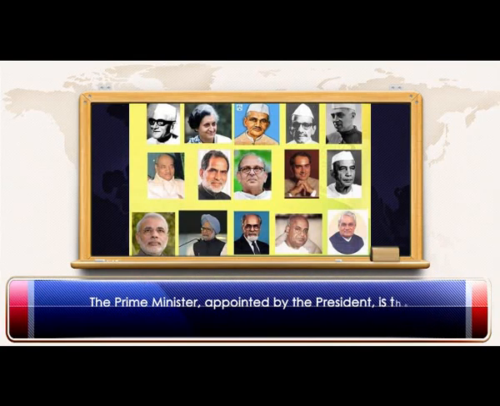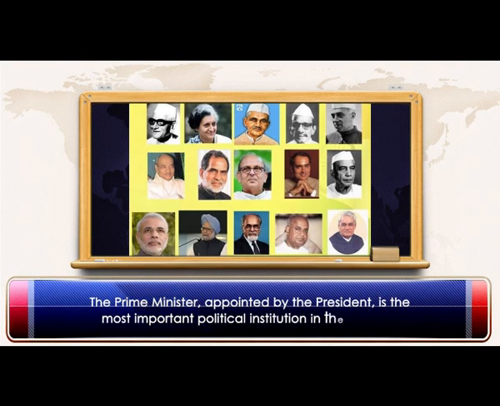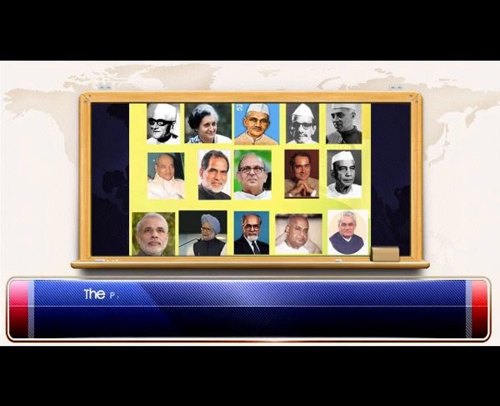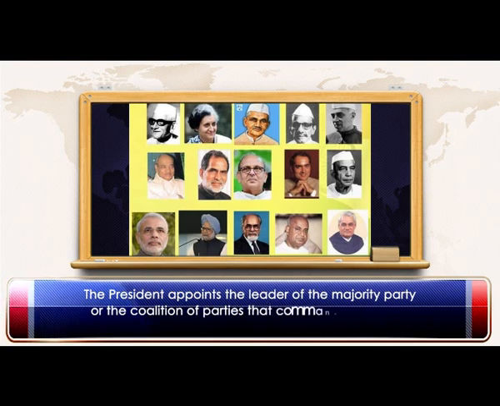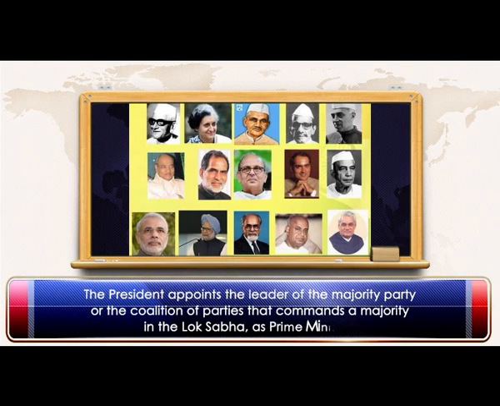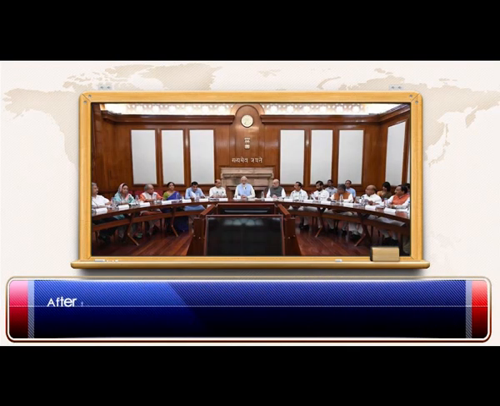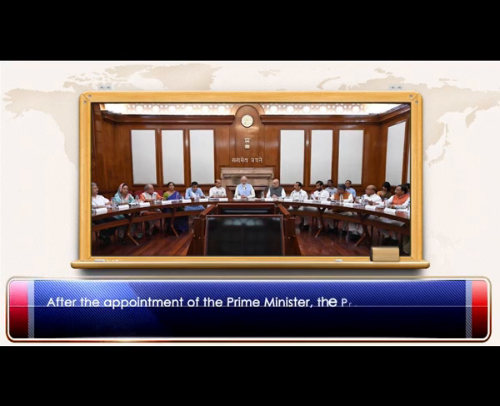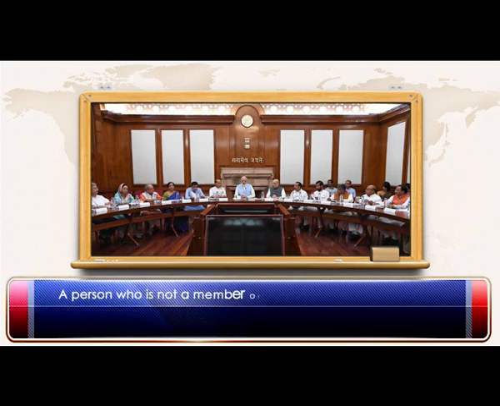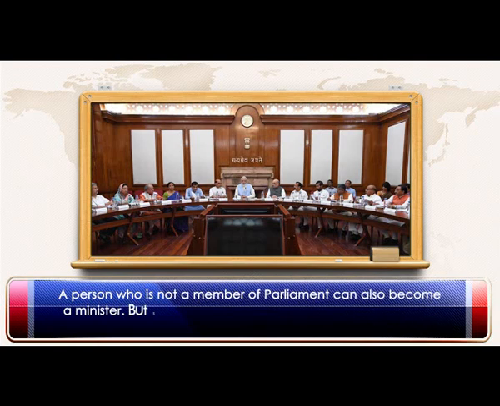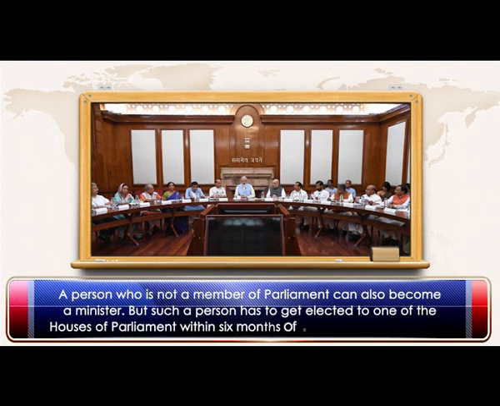The Prime Minister, appointed by the President, is the most important political institution in the country. The President appoints the leader of the majority party or the coalition of parties that commands a majority in the Lok Sabha as Prime Minister. After the appointment of the Prime Minister, the President appoints other ministers on the advice of the Prime Minister. A person who is not a member of Parliament can also become a minister, but such a person has to get elected to one of the Houses of Parliament within 6 months of appointment as minister.